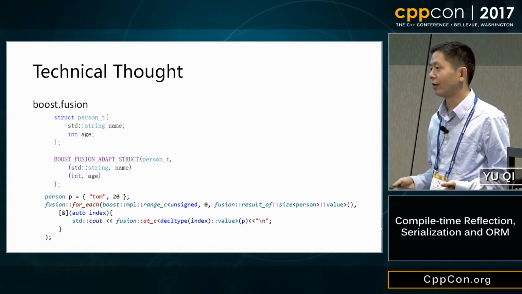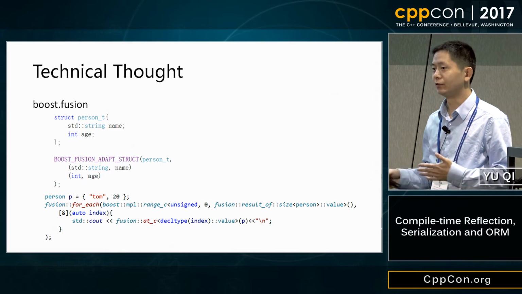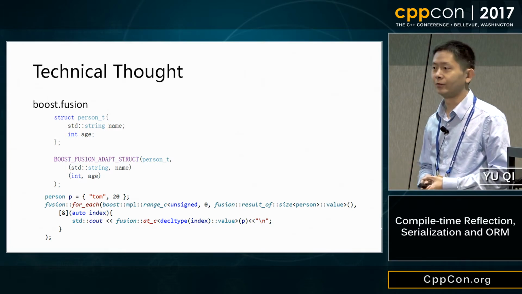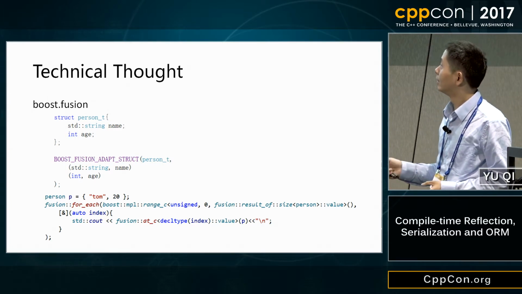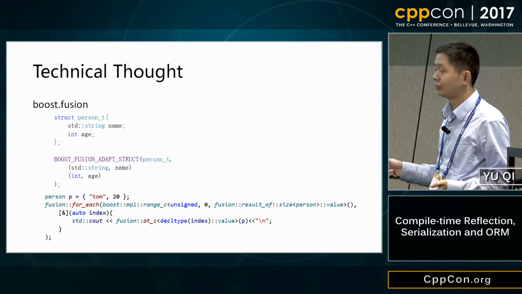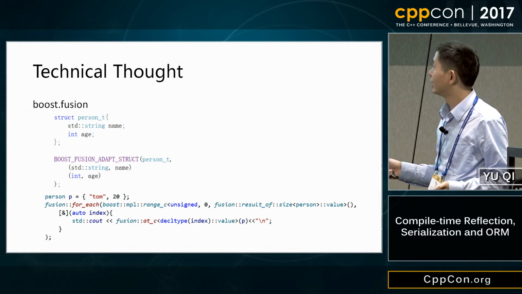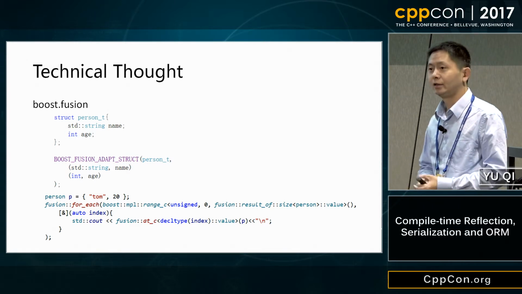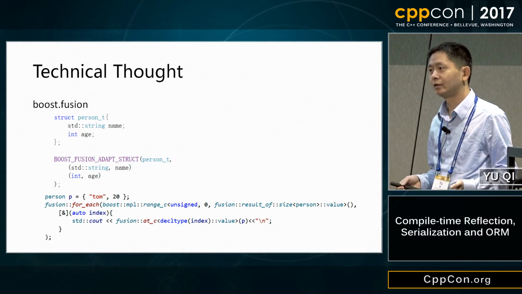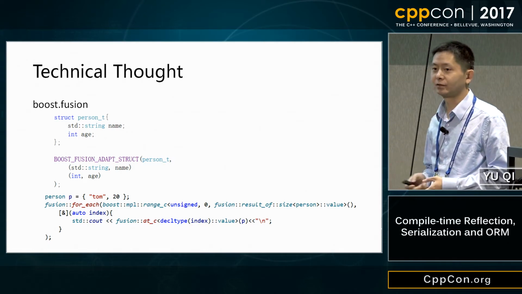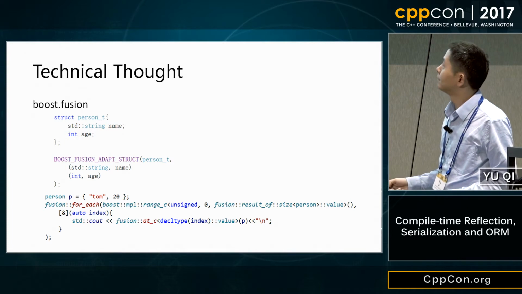You need to define a macro, and then you can reflect the object. Yeah, you can for each the object fields and get the field by index, get the field name by index.